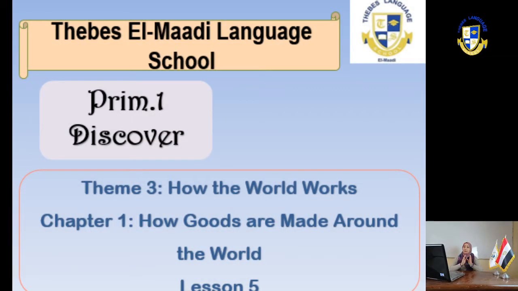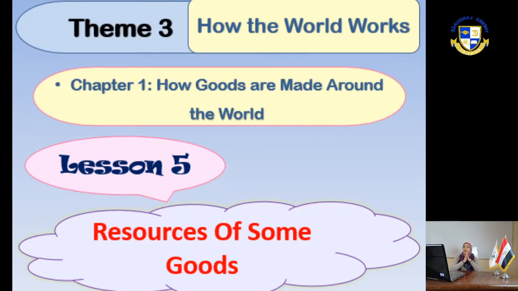Today we are going to take lesson 5, which talks about resources of some goods. Before I tell you the meaning of resources, I just want you to think: how do we make an orange juice? If you want to make an orange juice, what is the main thing that you use? Excellent. The main thing is an orange. You need an orange or oranges to make the orange juice. If you want to make lemon juice, you need lemon. So lemon and orange are the main resource for the juice.